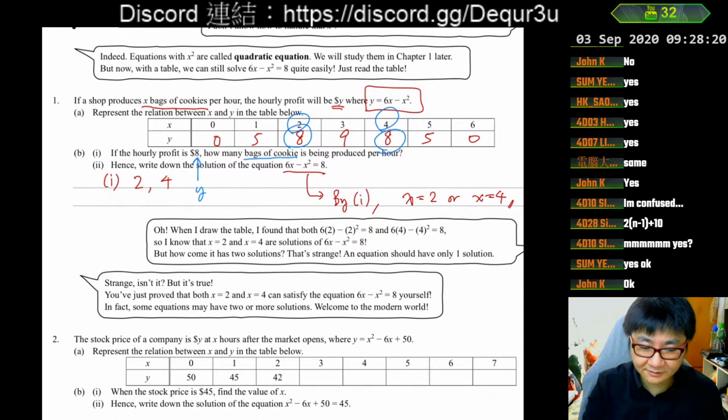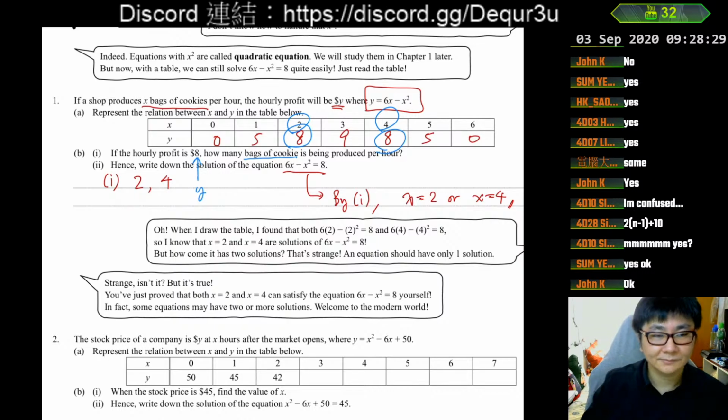So is it okay for this one? This time we make a table and use the table to help us solve an equation. So is it okay? If there are any questions, please feel free to ask. Anytime when you have a question, please feel free to ask. Is it okay? Okay, thank you.